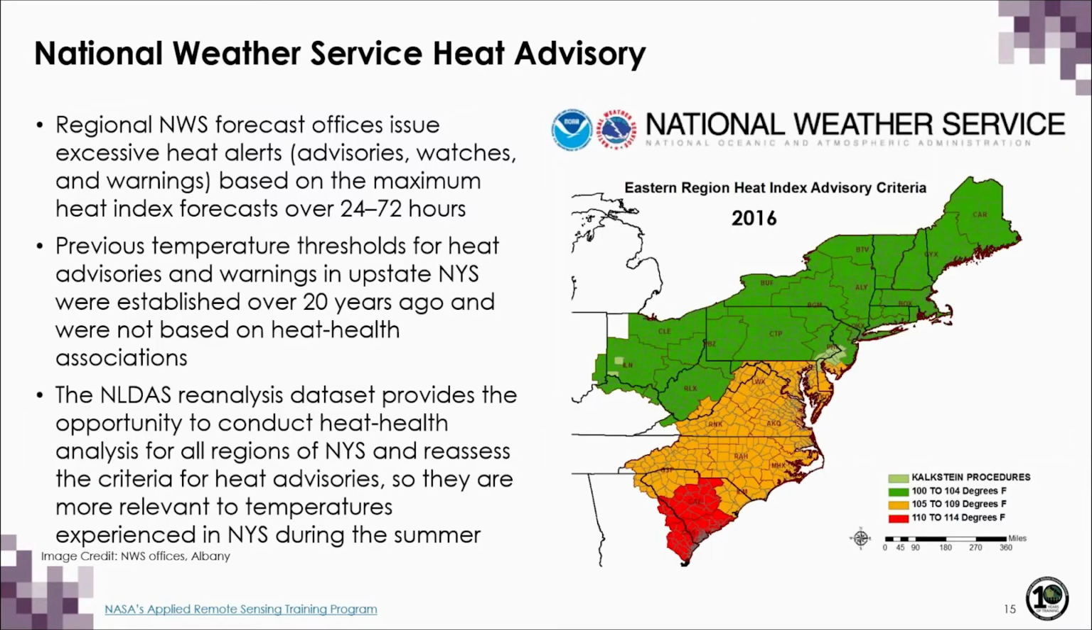So just to present here an overview of the warning and advisory criteria that was used prior to our research. The regional National Weather Service forecast offices issue excessive heat alerts, advisories, watches, and warnings based on a maximum heat index forecast over 24 to 72 hours. Now, previous temperature thresholds for heat advisories and warnings in upstate New York were established over 20 years ago, and these were not based on local heat health associations.